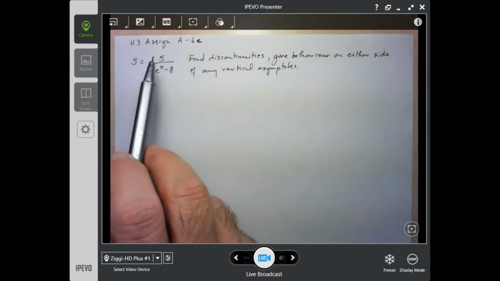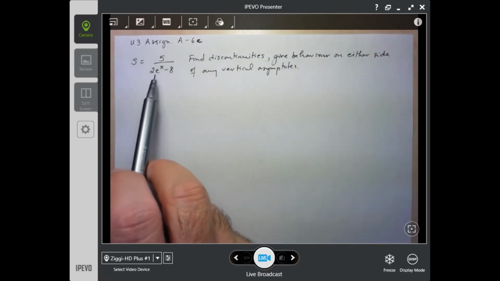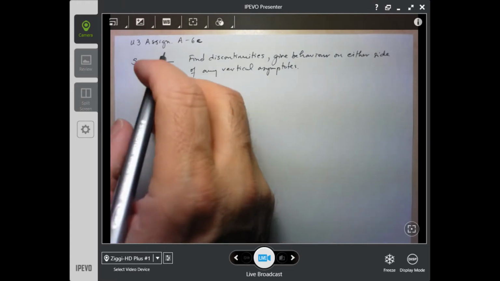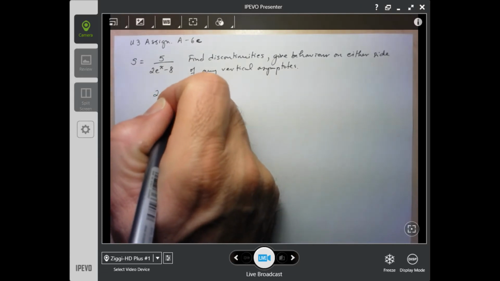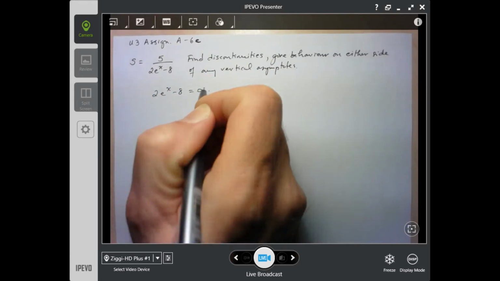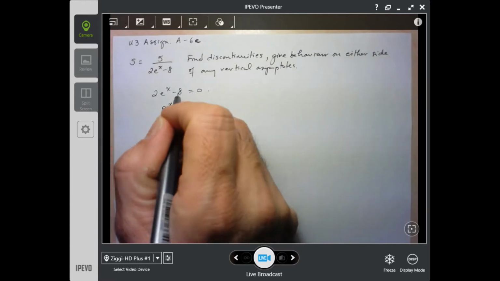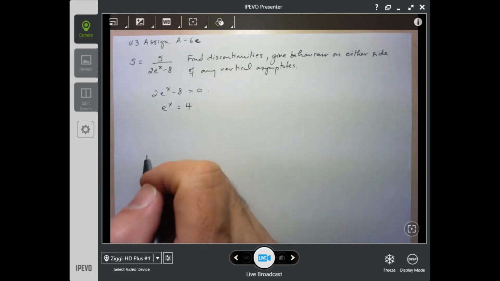All right, so here I see the numerator is just always equal to 5. So the only place where I'd have a discontinuity is if the denominator is ever equal to 0. So let's try solving that, see if that happens. So here if I set 2e to the x minus 8 equals 0, I'll start by solving for e to the x. So bring the 8 to the other side, divide by 2. I get e to the x equals 4.